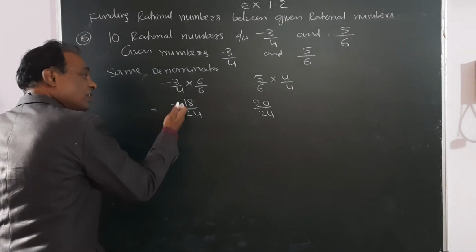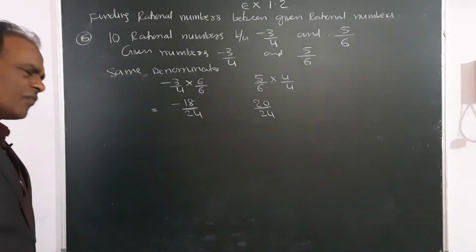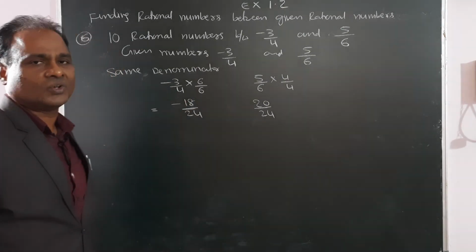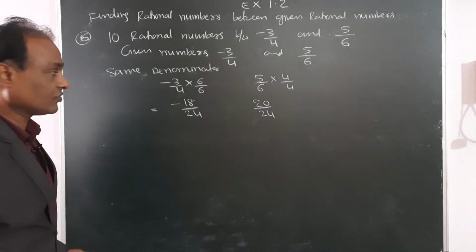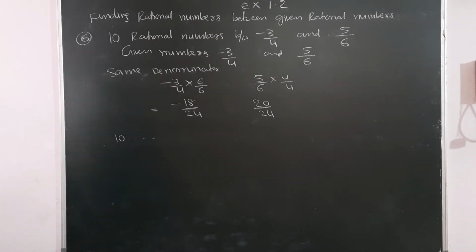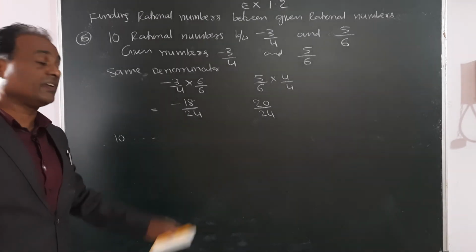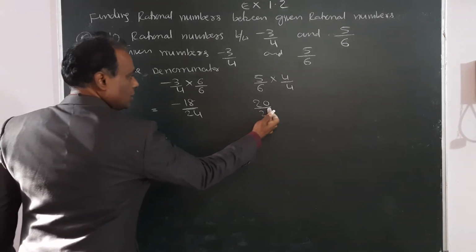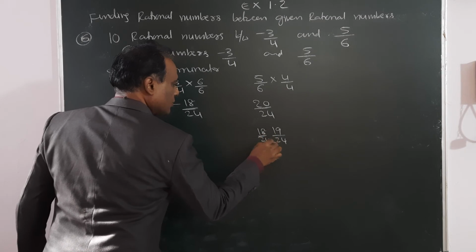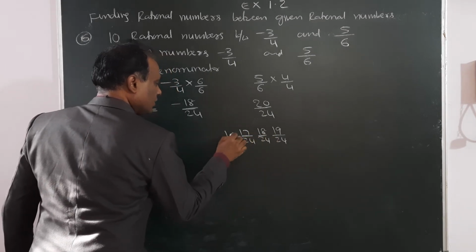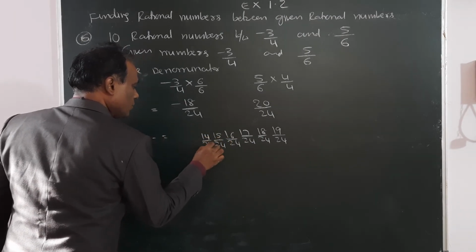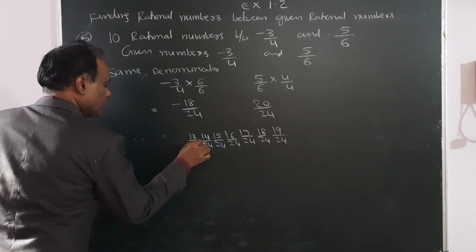If you start from the minus side, you will get some confusion. To avoid that, let us write from the positive side, because we can get so many numbers even from this side. No need of extending to the negative numbers. So write down 10 rational numbers between the above numbers: 19 by 24, 18 by 24, 17 by 24, 16 by 24, 15 by 24, 14 by 24, 13 by 24.